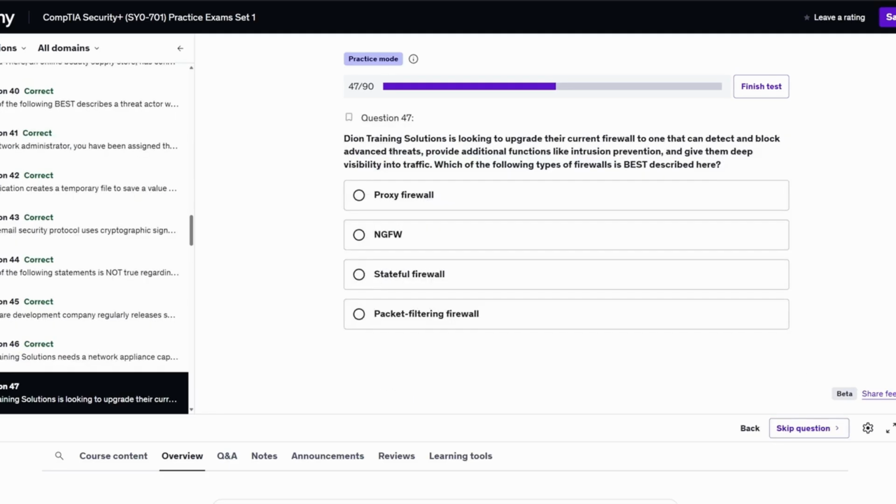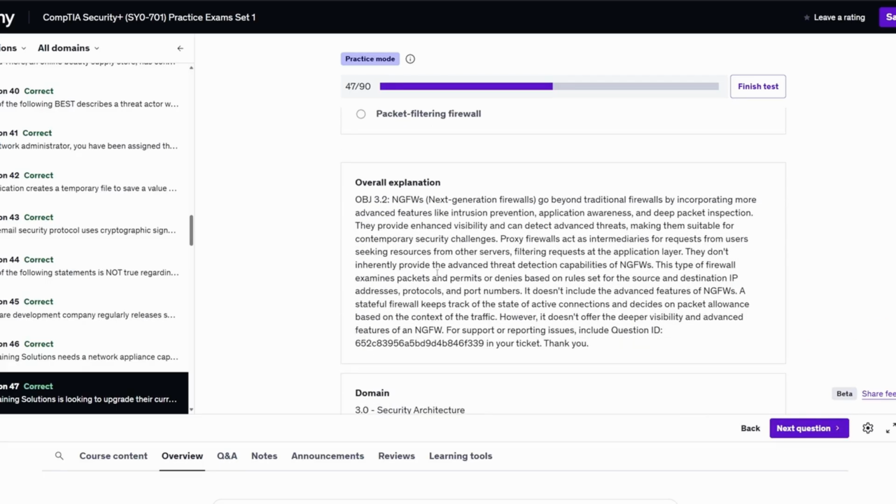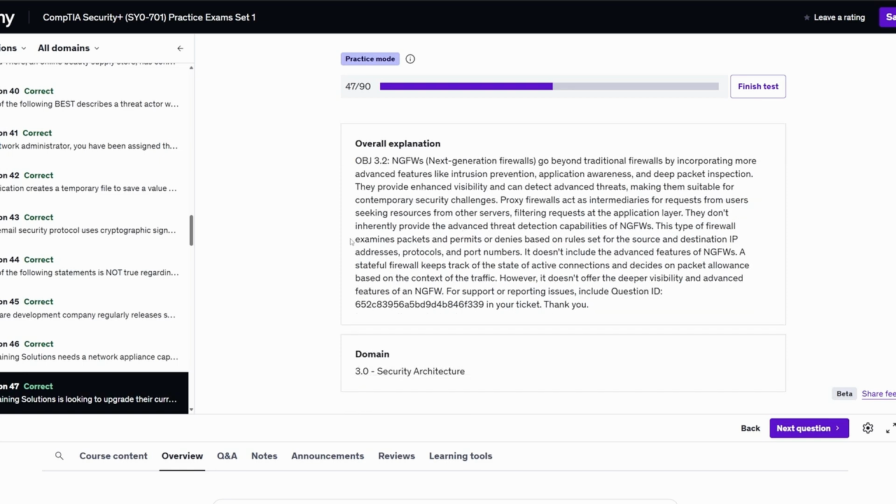Dion Training Solutions is looking to upgrade their current firewall to one that can detect and block advanced threats, provide additional functions like intrusion prevention, and give them deep visibility into traffic. Which of the following types of firewalls is best described here? And this answer is going to be B. NGFWs, next generation firewalls, go beyond traditional firewalls by incorporating more advanced features like intrusion prevention, application awareness, and deep packet inspection. They provide enhanced visibility and can detect advanced threats, making them suitable for contemporary security challenges. I'll leave up the incorrect answers here for a few extra seconds.